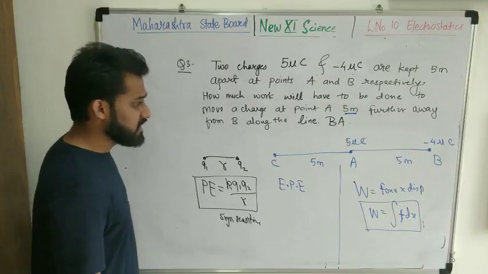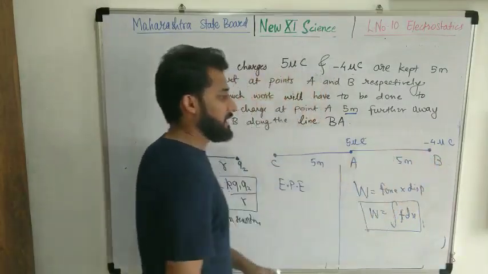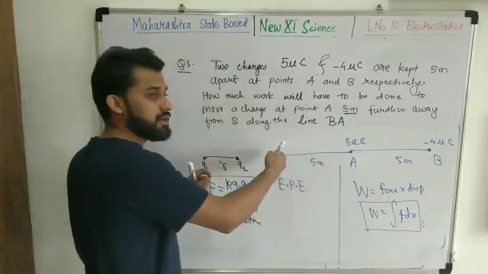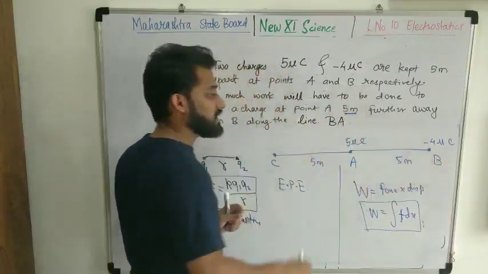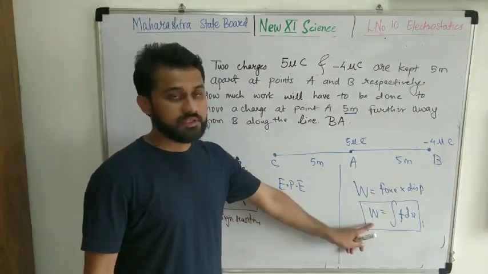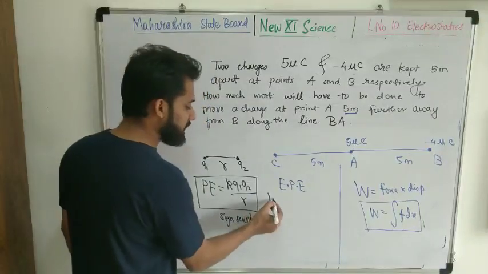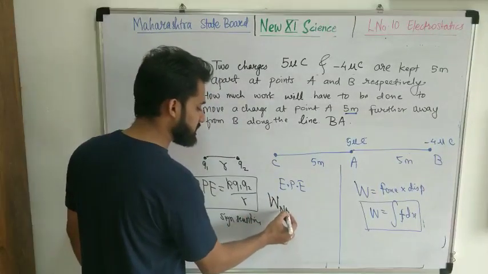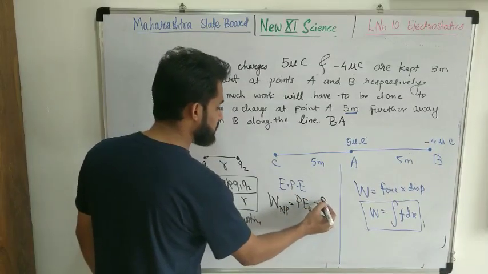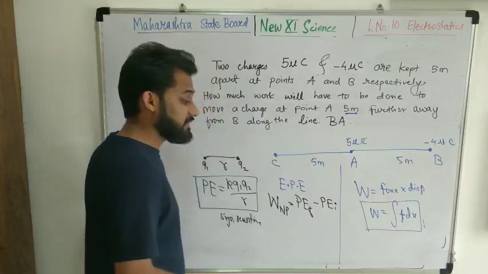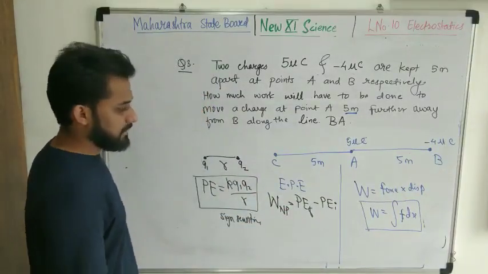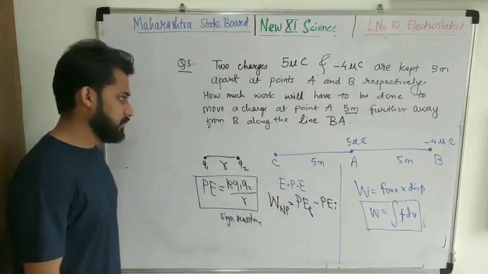So when the two charges were at point A and B, we can calculate their potential energy, and when A is pushed all the way to C, now we can find the final potential energy, and the difference in their potential energy will be the work that I have done. So how can I calculate the work done? The work that I have done is the final potential energy of the system minus the initial potential energy of the system. How much energy I have increased in the system, that much work I have to do. So let us calculate the energies in both the cases.